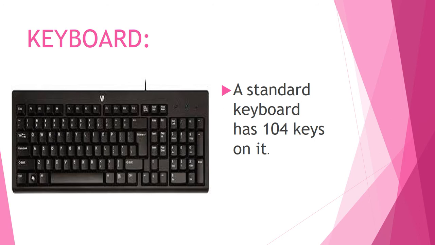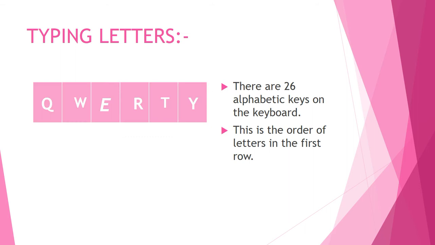First is typing letters. On the keyboard, we look for the keys that have the letters we want. When we press this key, we can see the letters on the screen. There are 26 alphabetic keys on the keyboard. They are in Q, W, E, R, T, Y order. There are 3 rows of alphabetic keys on the keyboard. This is the order of letters in the first row.